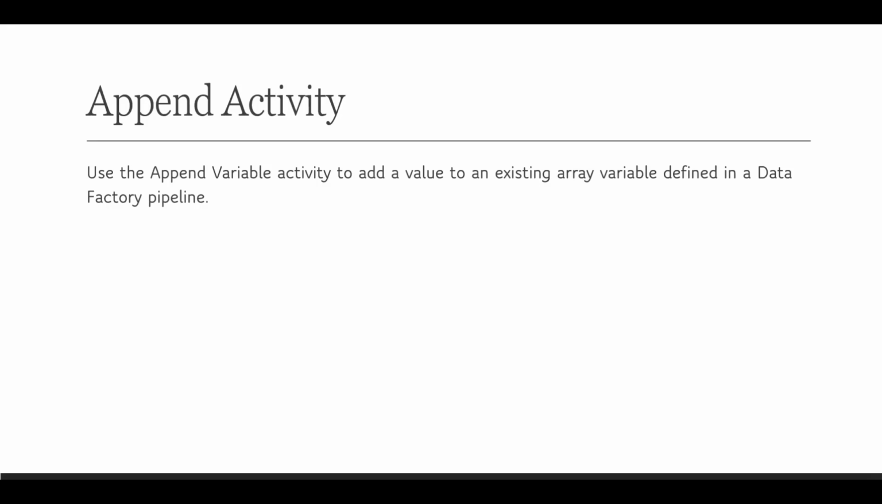We generally use the append activity if we have a variable of array type and we want to add another value to that array. We can define the variable at the pipeline level, and these variables can be accessed by all activities, and using the append activity we can add other values to the array. So let's see how we can do this.